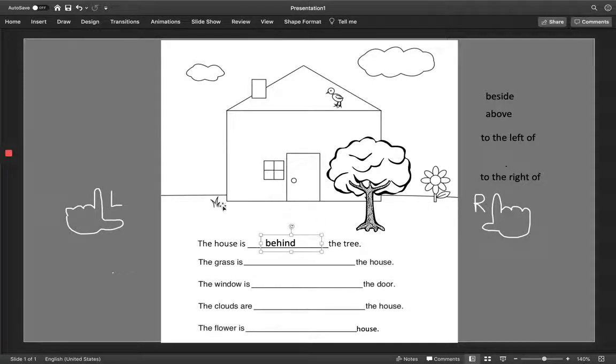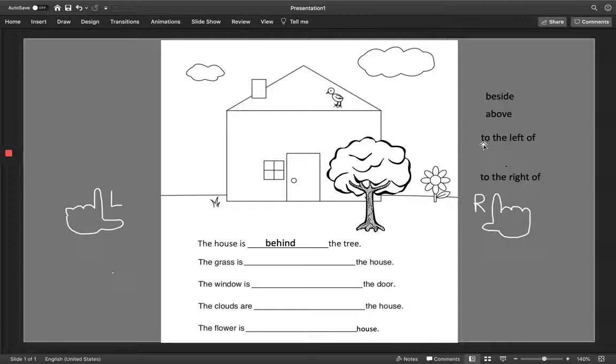I see the little bit of grass over here. Let's go through our words again. The first one says beside. Is the grass beside the house? It is. Maybe that could be the word that fits there. Let's keep going to make sure though. The next word says above. Is the grass above the house? No, it's not above the house. So that one doesn't work.